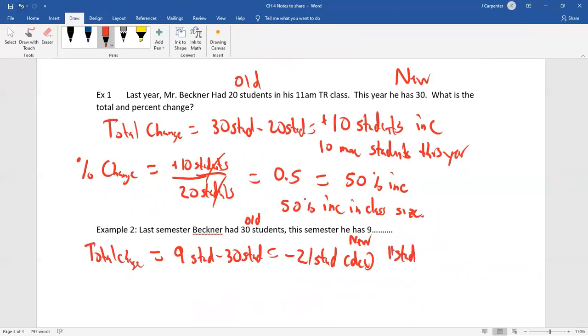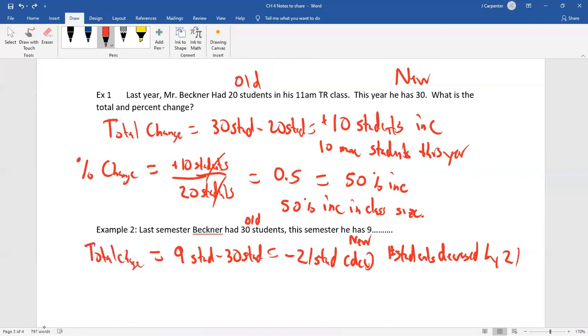So the number of students decreased by 21. Notice I don't say they decreased by negative 21. That would be a double negative. Decreased implies negative. Some people might say, well, can I say increased by negative 21? I mean, technically, yes, but that's extremely confusing. Please don't ever do it. It only works on a technical level. A math person's going to understand you, but the average Joe on the street is not going to understand you. There's our total change.